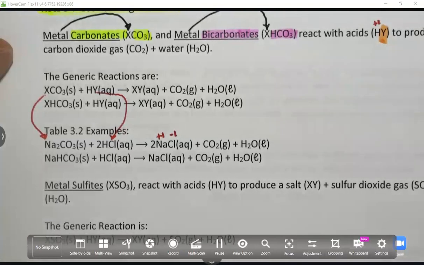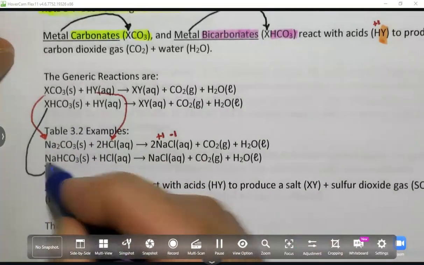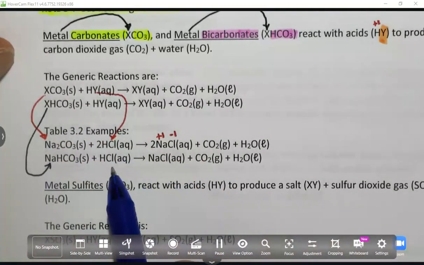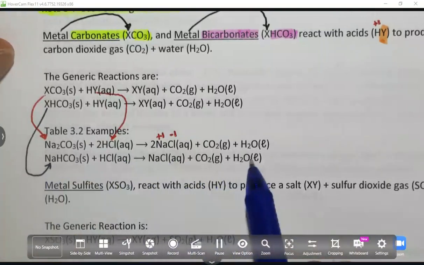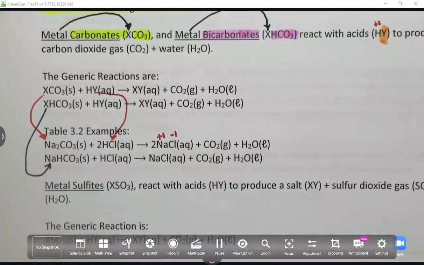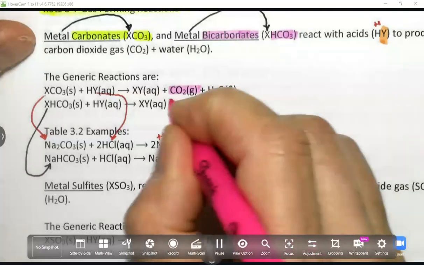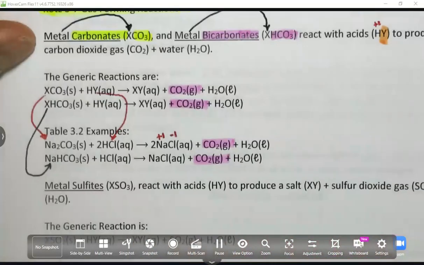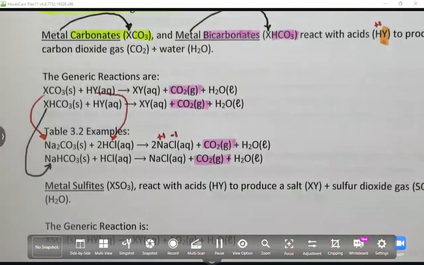And on the next one, if we follow it, our metal is sodium again. Our Y is exactly the same. It's a chloride. This is hydrochloric acid or hydrogen chloride. Sodium +1, -1, carbon dioxide, and water. So we get a gas forming reaction. Here is our gas we get, right? Carbon dioxide. Okay, so that's a metal carbonate or a bicarbonate.